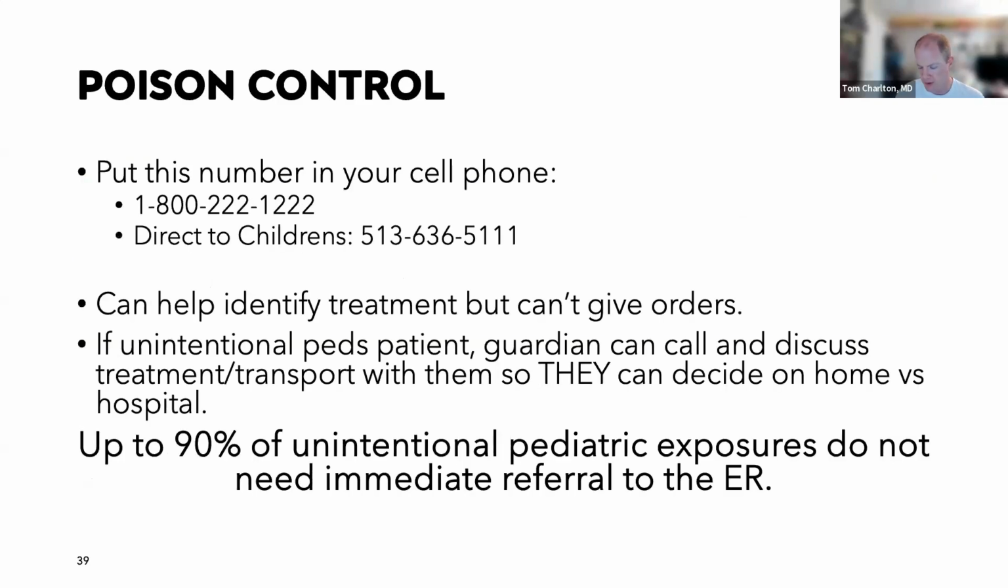So poison control, one of the nice things about being in Cincinnati is Cincinnati Children's is one of the national poison control centers. Everywhere in the country, you can call 1-800-222-1222, and that is going to connect you to the closest poison control center to you. Around here, we also have a direct line to Children's, which is that 513-636-5111 number.